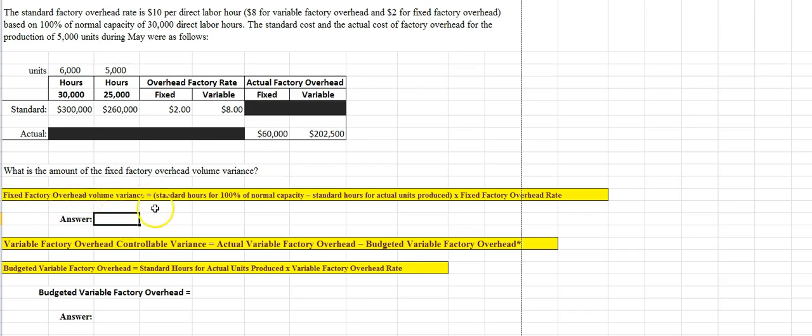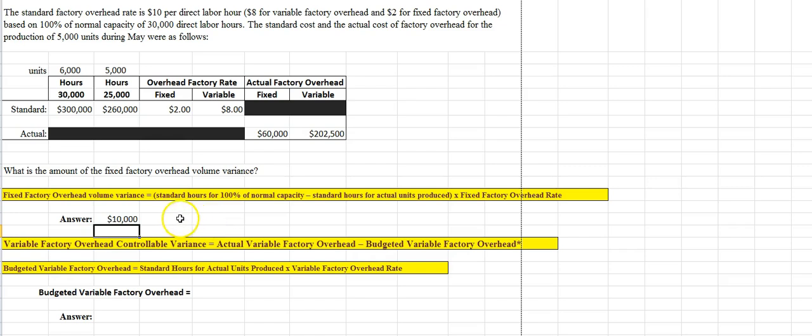Fixed factory overhead volume variance. Standard hours for 100% normal capacity is 30,000, right? 30,000 minus standard hours for actual units produced, 25,000. So that's telling me that I underused 5,000 hours, right? This should not be a dollar sign. But 5,000 hours were underused based on the fixed capacity that I had. So I take that and multiply it by the fixed factory overhead rate, which is 2. That's my fixed factory overhead variance, and it's going to be $10,000. That's an unfavorable variance, okay?